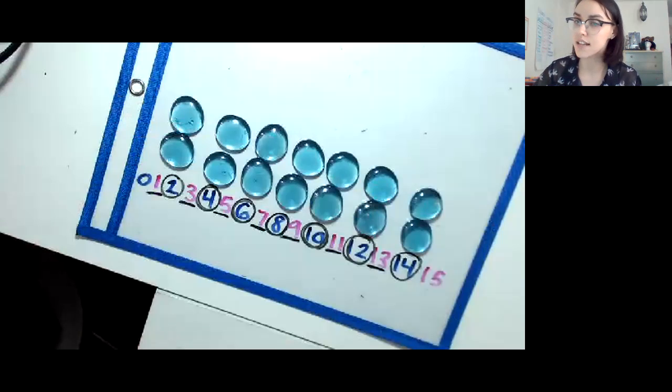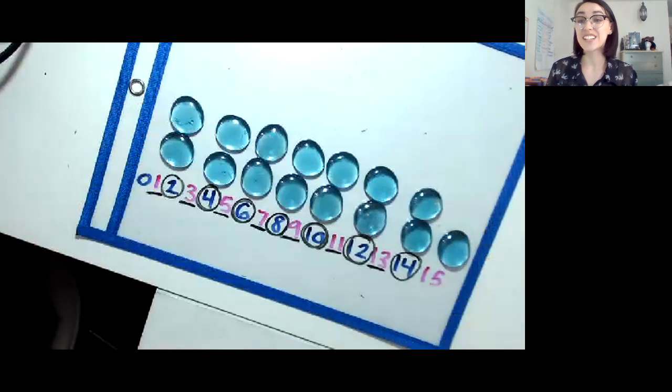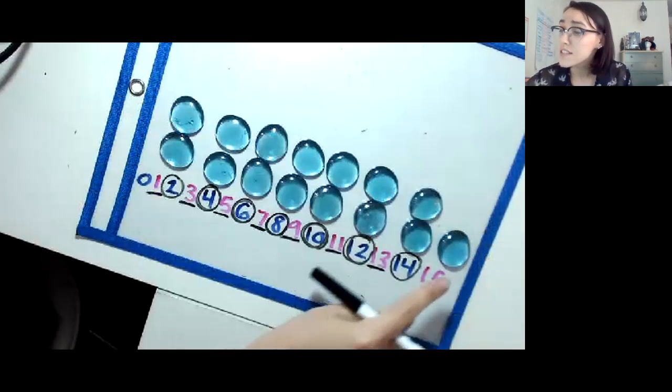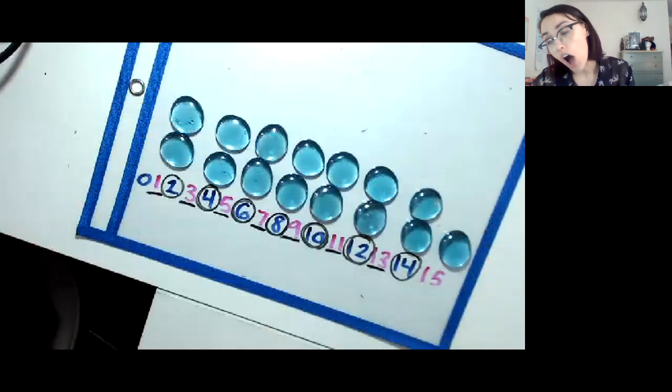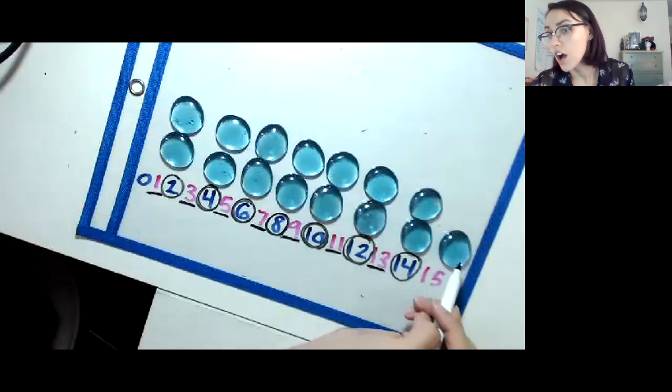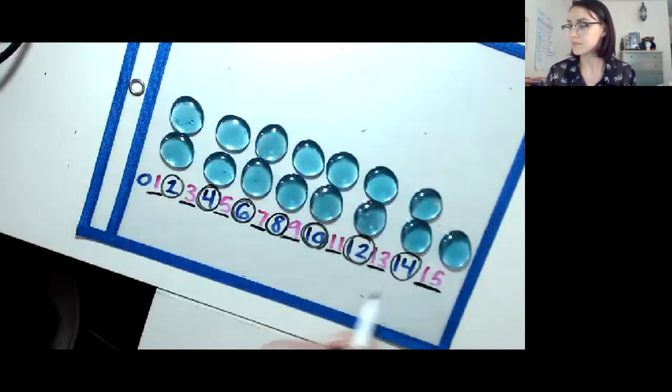Let's try our last number, 15. Oh, I can tell just by looking that this guy does not have a partner, which means that 15 is odd. There's an odd one out, so we're gonna underline there.